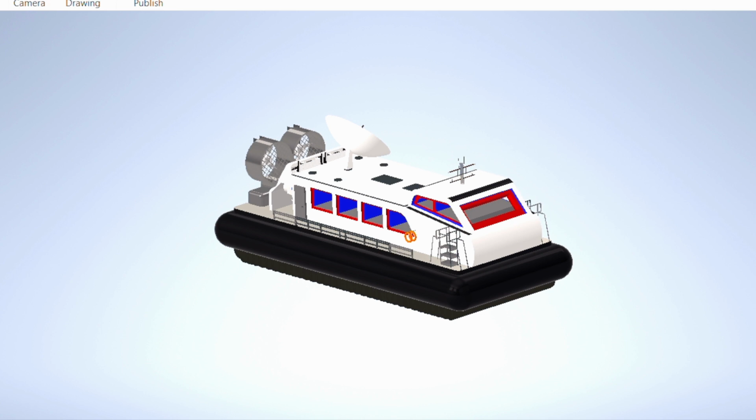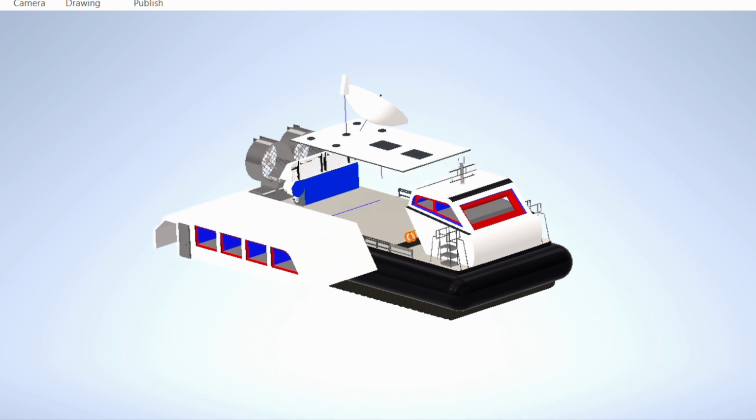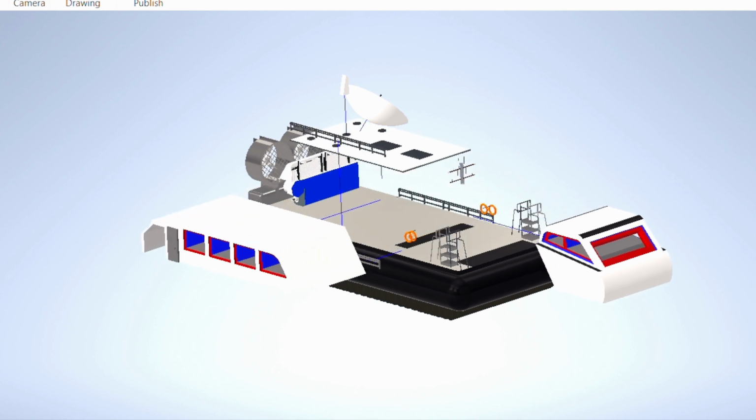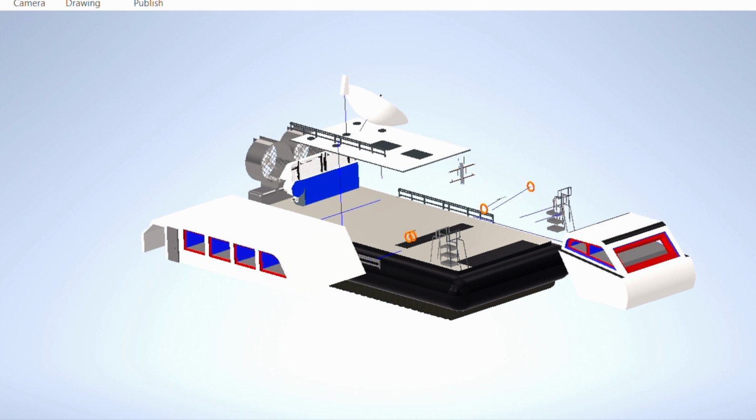Introducing an AutoCAD model of a seafaring and land traversing automotive marvel, a commercial hovercraft. On your screen is the dynamic exploded view of the model. It illustrates all the vital parts and their interplay.